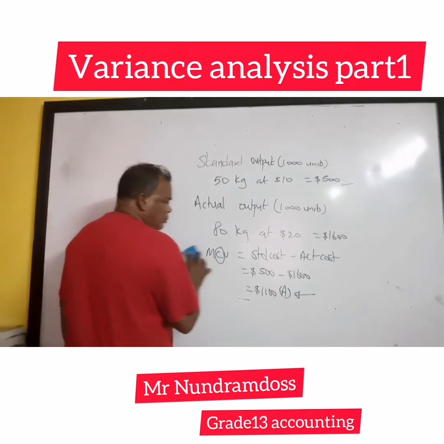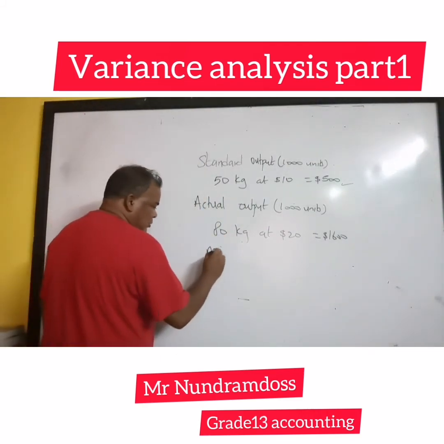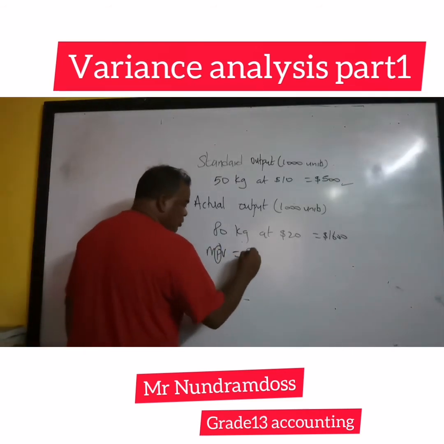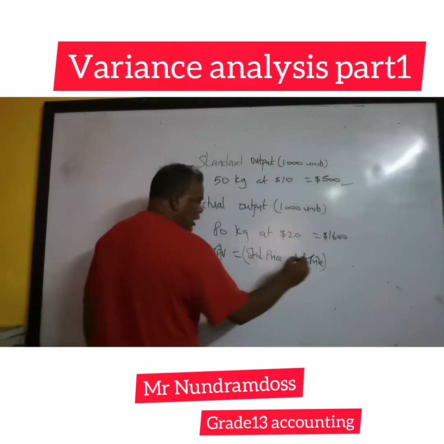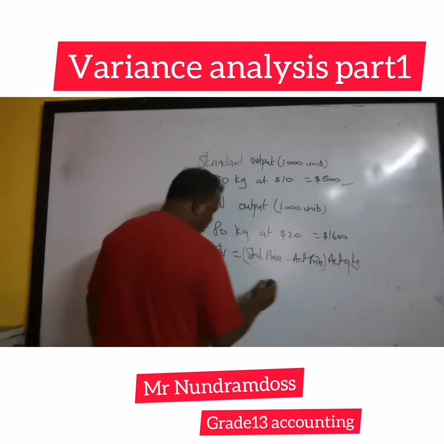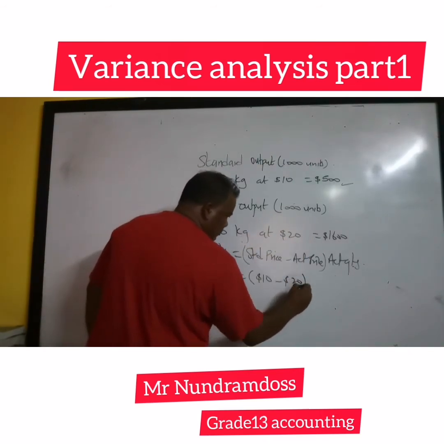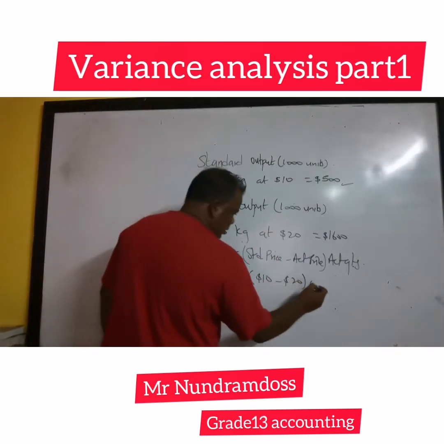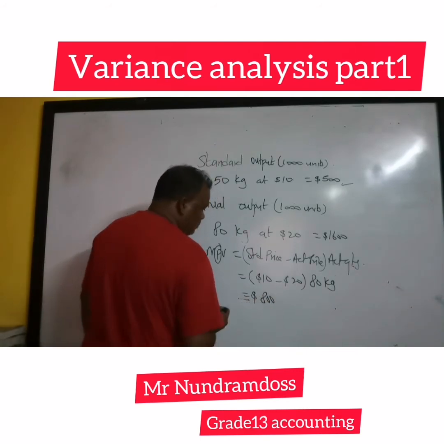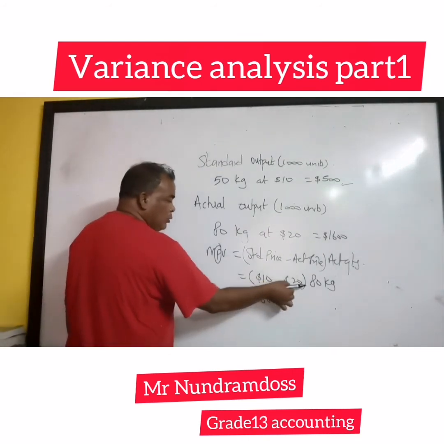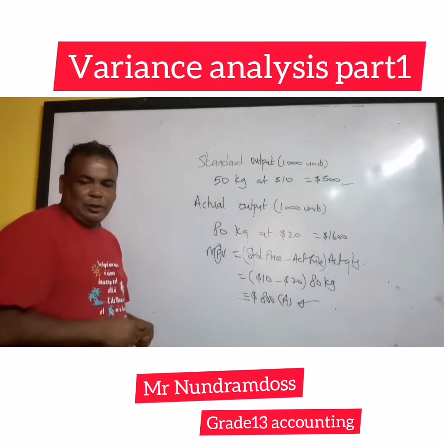And now, second, material price variance. So, why has profit decreased? Two factors. Material price variance: we are going to see the difference in terms of price, the standard price minus actual price times actual quantity. So we replace the standard price $10 minus actual price $20 times actual quantity. What is actual quantity? 80 kilograms. So in this case, we will get $800. We expect to pay for material at $10, but we pay 20, we pay more. So this will become adverse. $800 adverse material price variance.